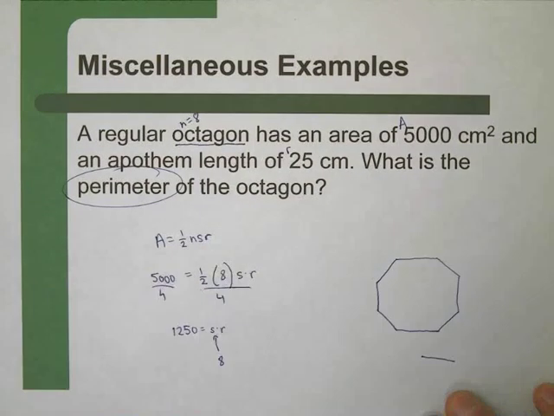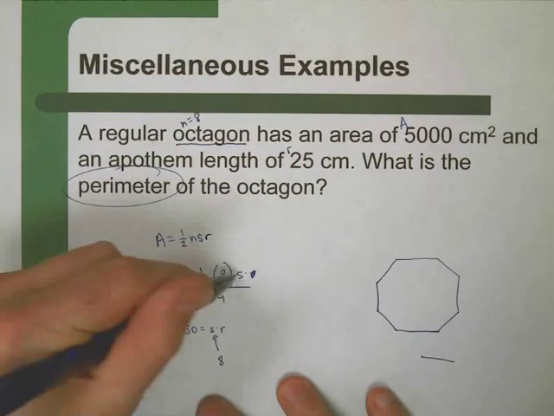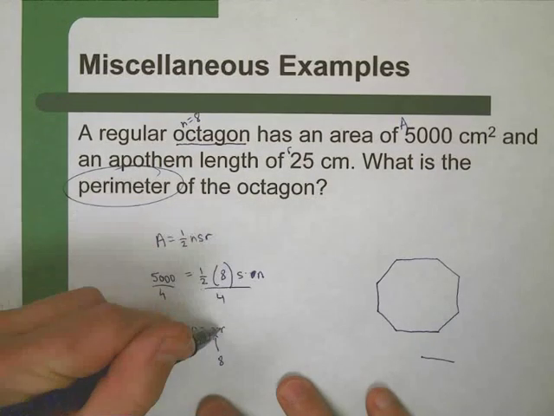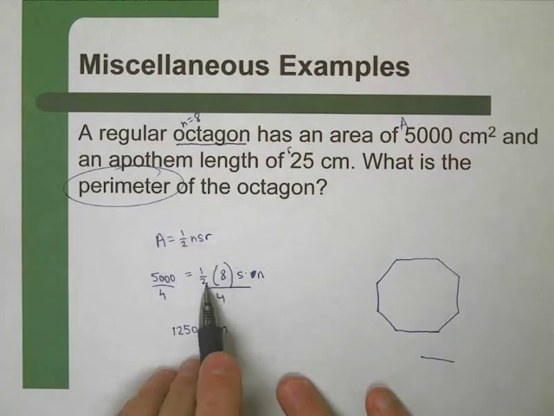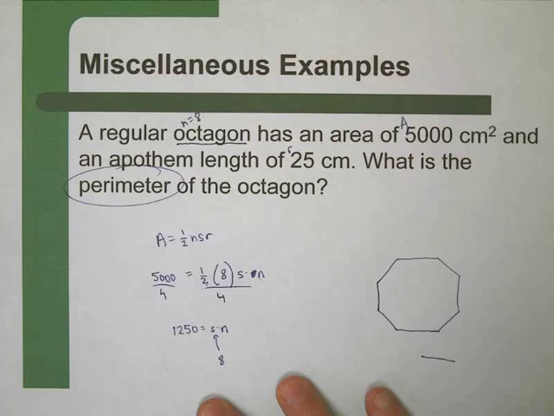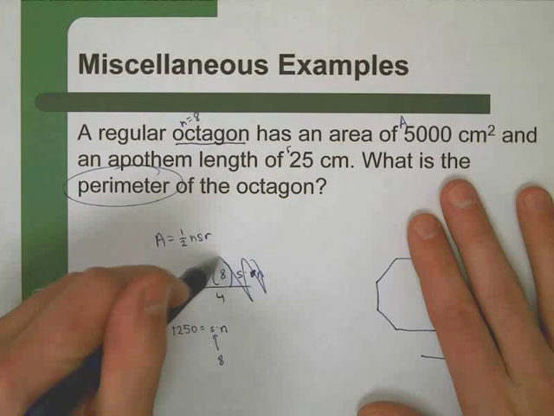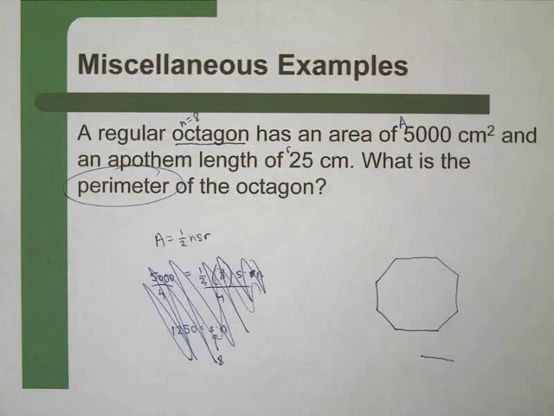If I take 8 sides... Oh, I did that. Sorry. That's not S. That's N here. 1/2 N S R. Oh, man, what am I doing? You know what? Let's scratch this problem. Act like it never happened.